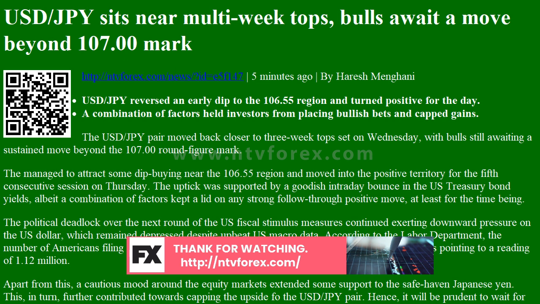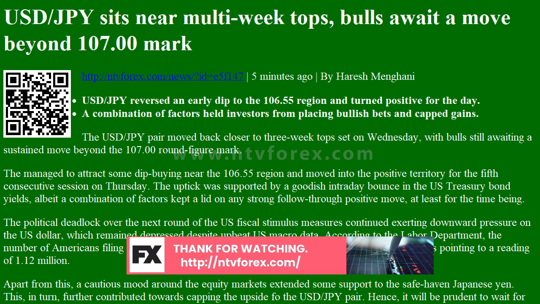They managed to attract some dip buying near the 106.55 region and moved into positive territory for the 5th consecutive session on Thursday. The uptick was supported by a goodish intraday bounce in the U.S. Treasury bond yields, albeit a combination of factors kept a lid on any strong follow-through positive move, at least for the time being. The political deadlock over the next round of the U.S. fiscal stimulus measures continued exerting downward pressure on the U.S. dollar, which remained depressed despite upbeat U.S. macro data.